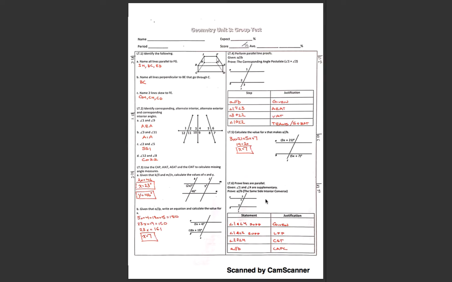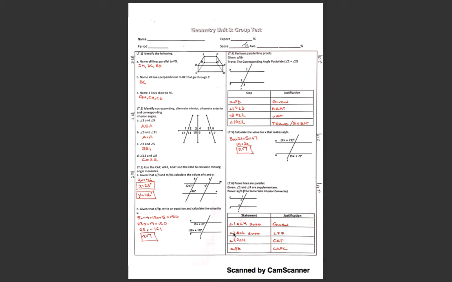Back to a proof. Here, I need to prove that A is parallel to B. That's the same side interior converse. That means I cannot use the SSIC as my last step. I can't use that at all. I've got the given that 1 and 4 are supplementary, okay? And, well, let's see, 1 and 2 are supplementary. That's by the linear pair postulate.